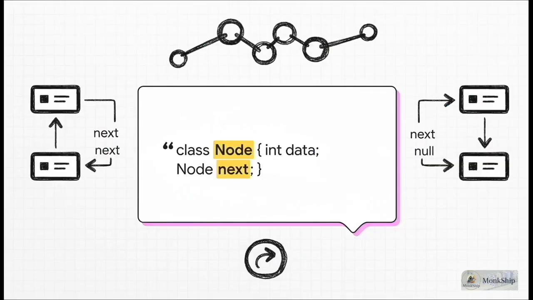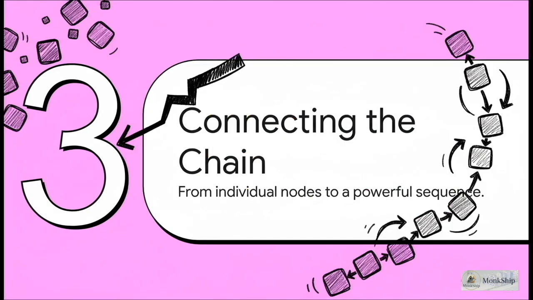And when you look at it in code, it's just beautifully simple. We make a node class, it holds our data, in this case just a number, and then a reference called next that points to another node object. And that little piece right there, where a node points to another node, that's the magic trick that makes the whole chain possible.